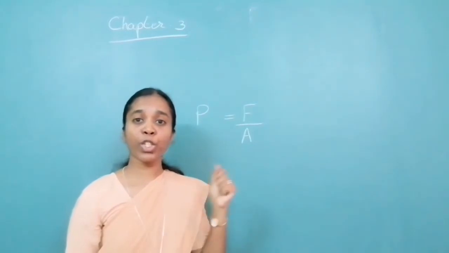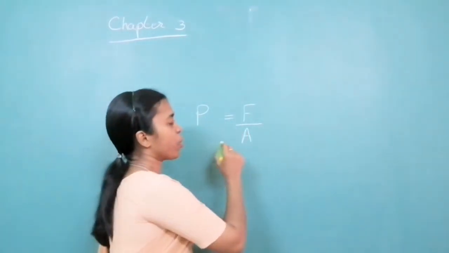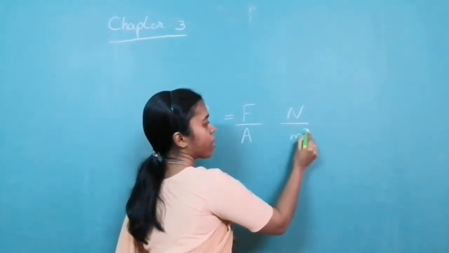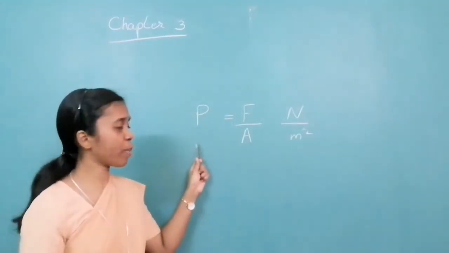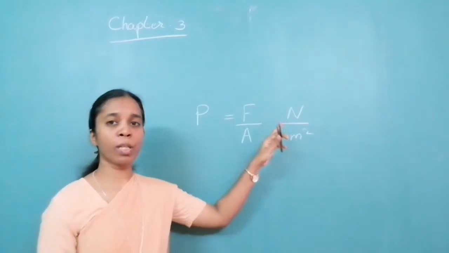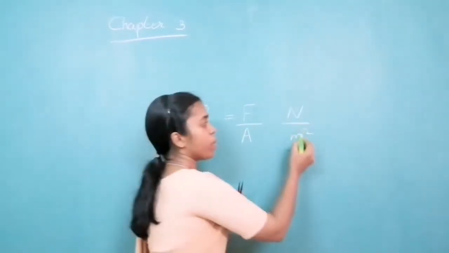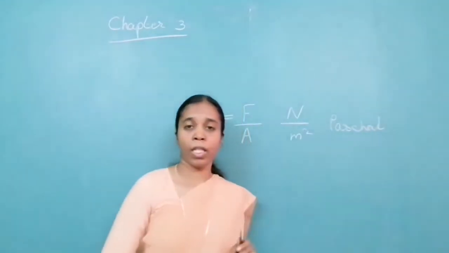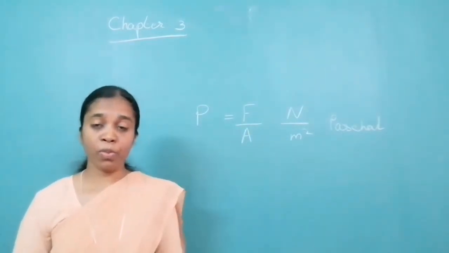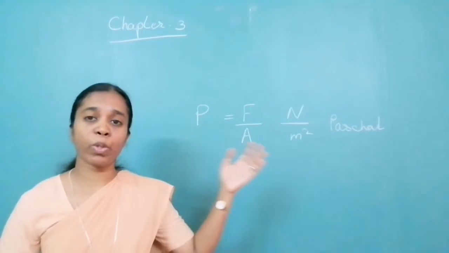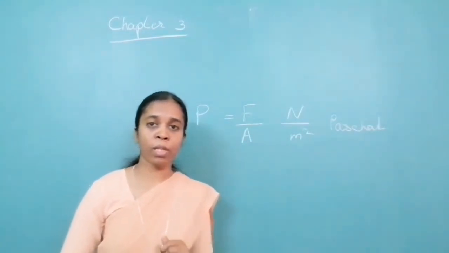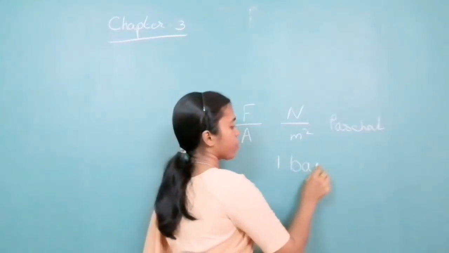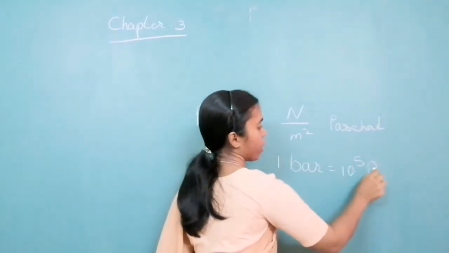Now, what is the unit of pressure? How do we get the unit of pressure? What is the unit of force? The unit of force is Newton. Unit of area is meter square. So what is the unit of pressure? Unit of pressure is Newton per meter square. Newton per meter square is also known as Pascal. Now, when we calculate the atmospheric pressure, it is a high quantity, then we will be using the term bar. 1 bar is equal to 10 raised to 5 Pascal.